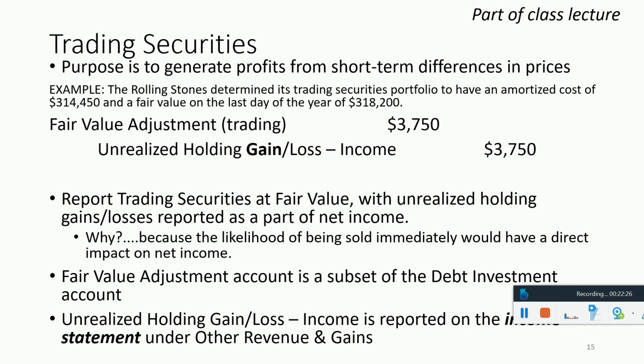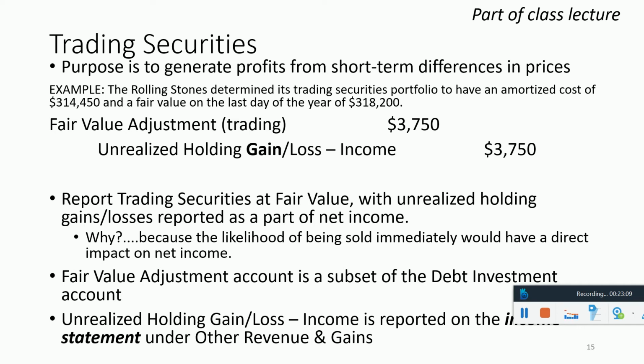Then finally, trading securities. For trading securities, the purpose is to generate profits from short-term differences in prices. In this situation, we have an example where the Rolling Stones determine that its trading securities portfolio has an amortized cost of $314,450 and a fair value on the last day of the year of $318,200. So we are going to look at the difference between the carrying amount or the amortized cost and the fair value. That differential is $3,750. In this situation, we actually have a gain.